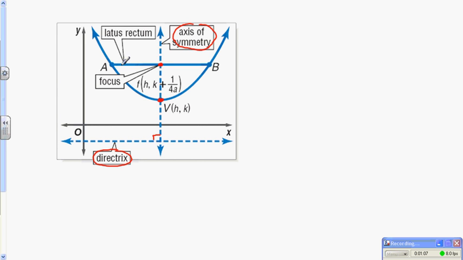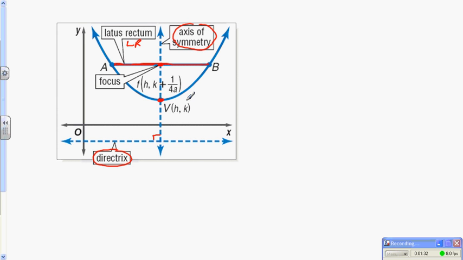And then we have a line that goes through the focus, perpendicular to the line of symmetry and parallel to the directrix, and that is called the latus rectum. Okay, interesting name, but I will refer to it from this point on as LR. Okay, so you don't get a chuckle every time I have to say it.